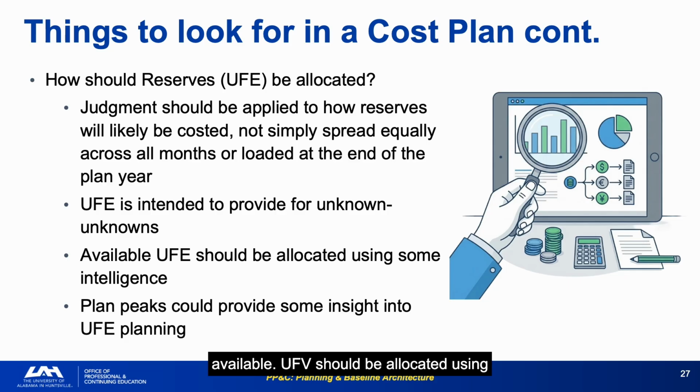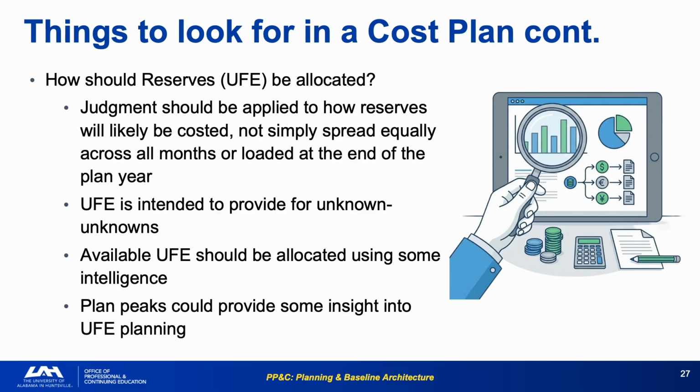Available UFE should be allocated using some intelligence. Plan peaks could provide some insight into UFE planning. Periods of high plan spending are also periods of high technical execution risk. UFE should be concentrated near those peaks, not hidden after them. The UFE allocation pattern in the cost plan is actually a statement about the program's risk assessment. A program that loads all its UFE into the last 3 months of the fiscal year is saying, implicitly, that it doesn't expect to encounter significant risk until then. That's rarely credible.